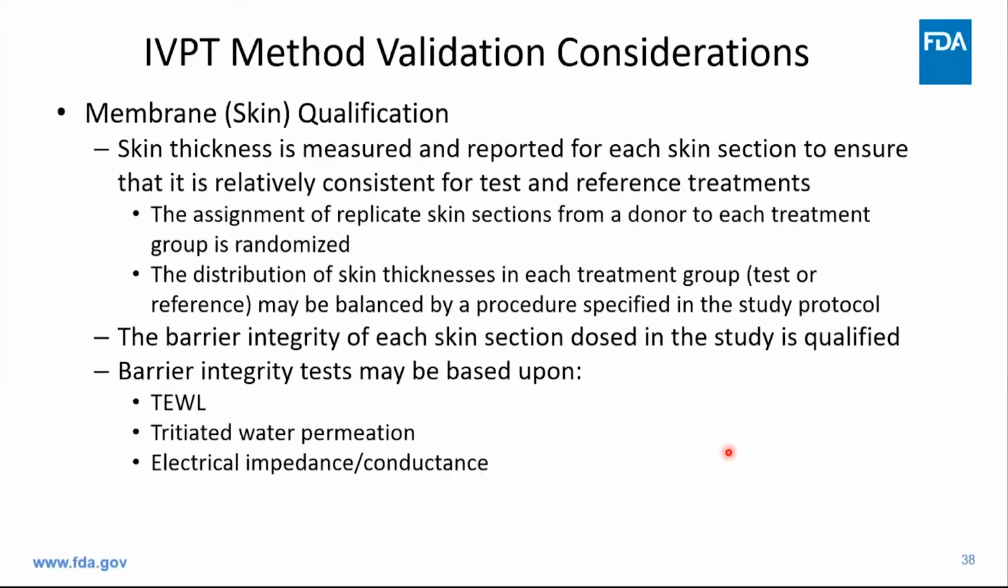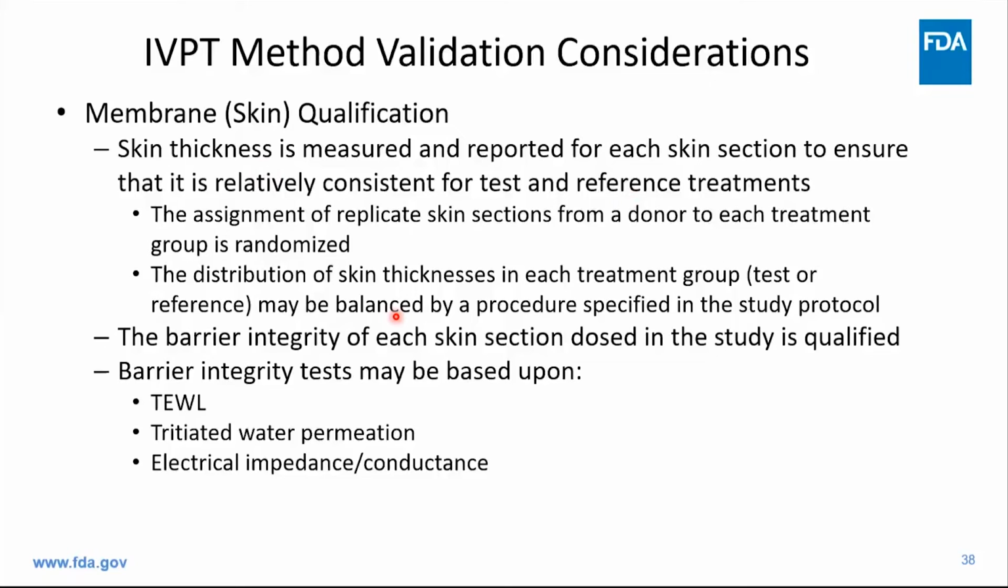I'm just going to go through each of these parameters of the method validation very quickly. The first is qualification of the membrane, the skin. So typically, how is this done? Skin thickness is measured and reported for each skin section to ensure that it's relatively consistent for the test and reference treatments. So the assignment of replicate skin sections from a donor to each treatment group, test or reference, is randomized, and the distribution of skin thicknesses in each treatment group can be balanced.